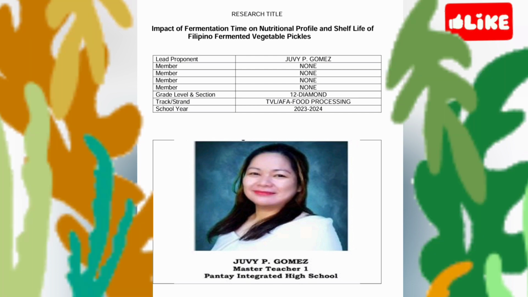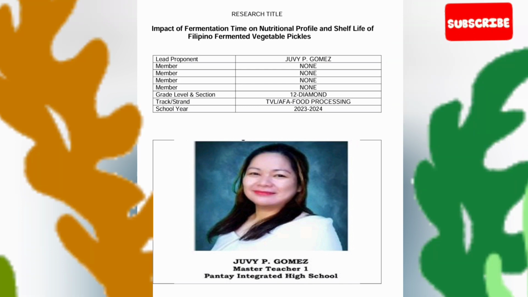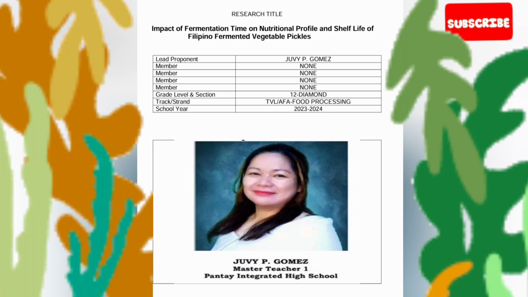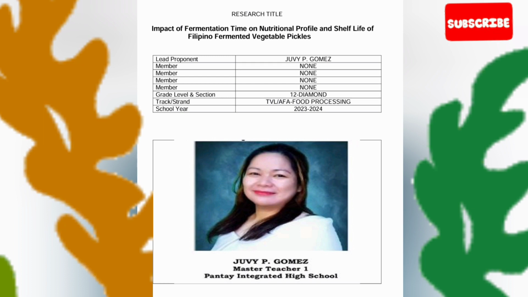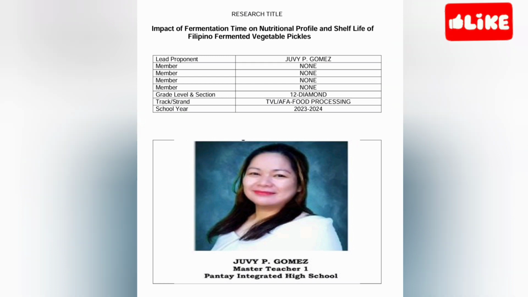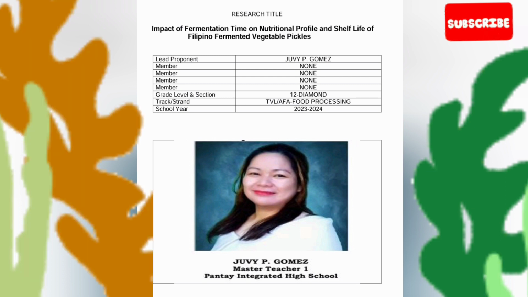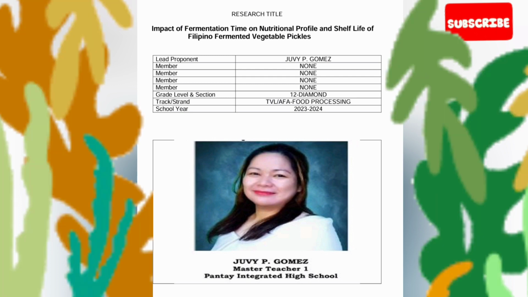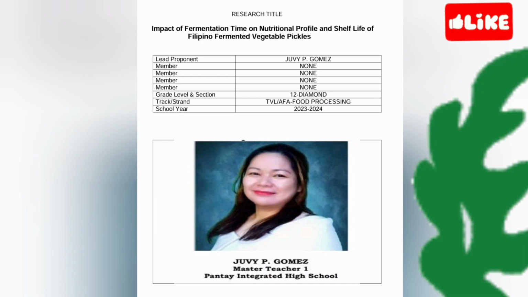Below the title, list the lead proponent and any team members involved in the research. This provides recognition for those who contributed to the project. Include the grade level and section, along with the track or strand pursued by the researchers. Additionally, indicate the school year during which the research was conducted. Specify the track or strand relevant to your research, such as TBL, AFA, food processing.